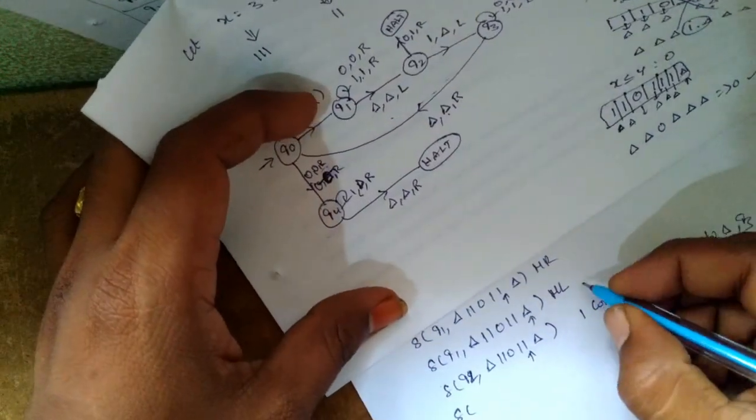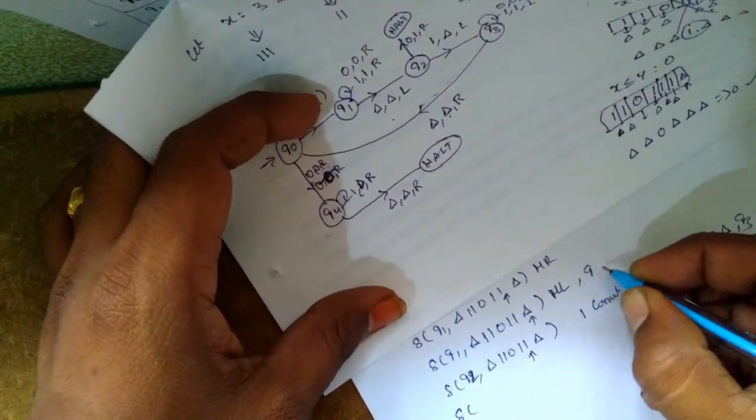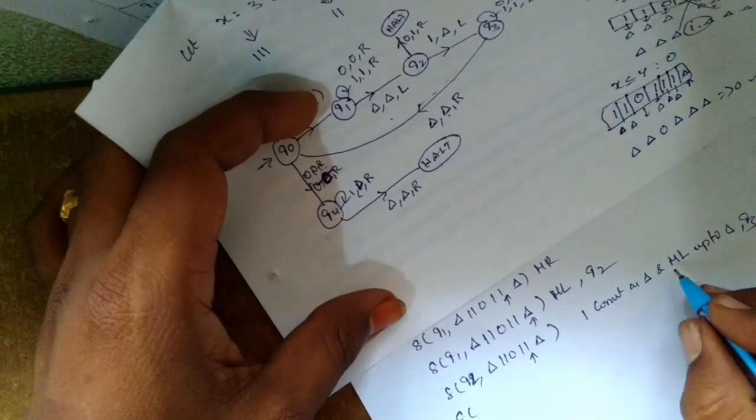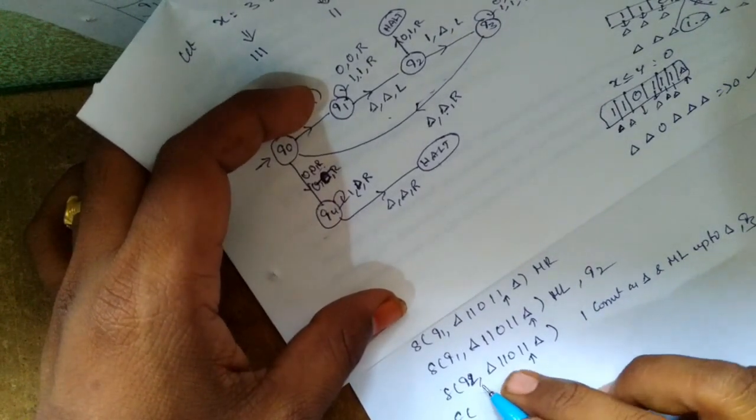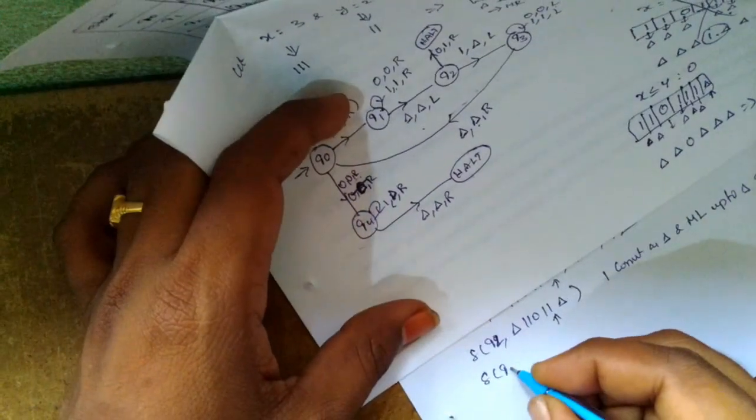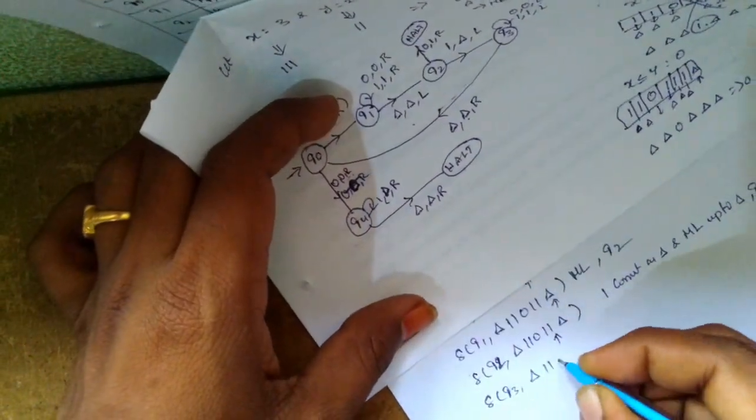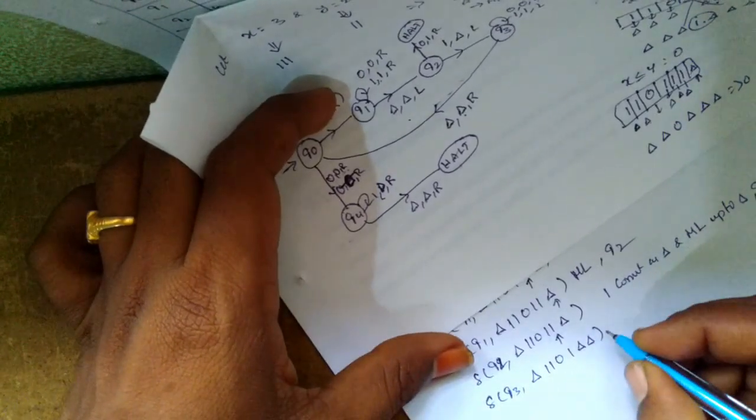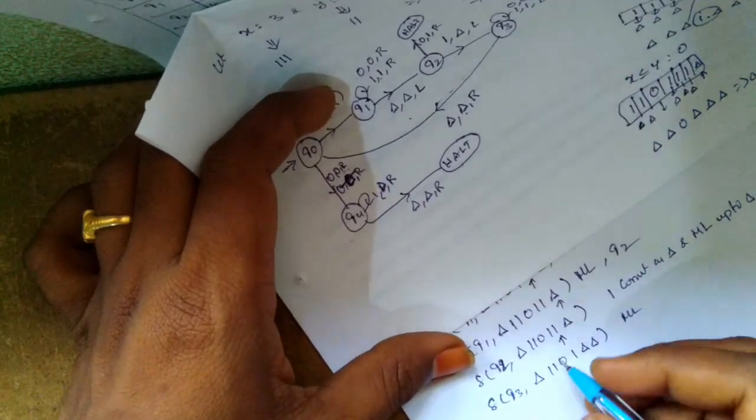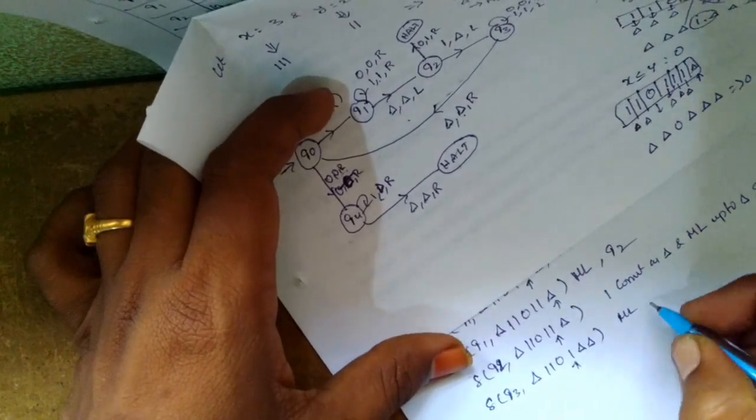So move left and then go to Q2 here. Now here, 1 can be converted to del, move left and go to the next state Q3. So that's why the next state is Q3: del 1 1 0 1 del del. Now move left up to del, so the header is here, move left.